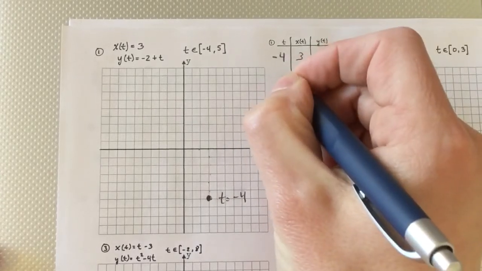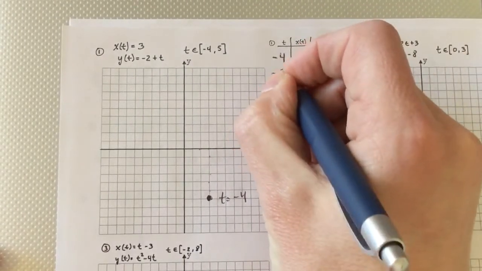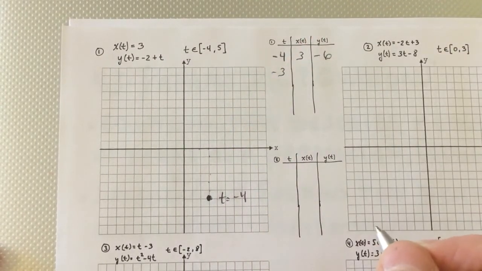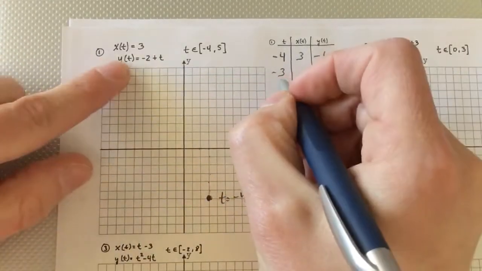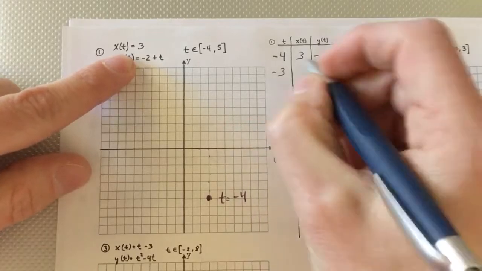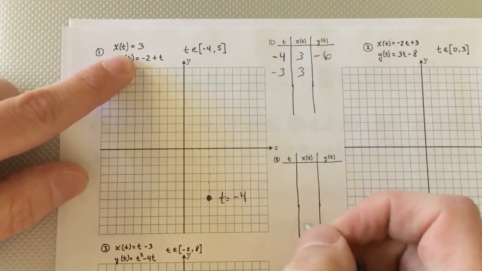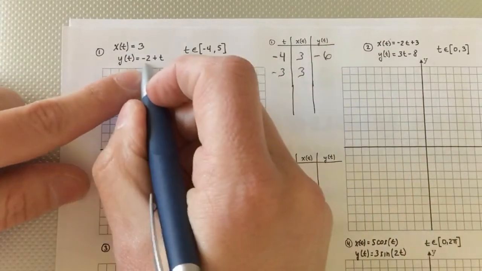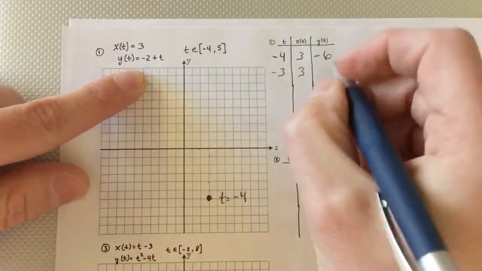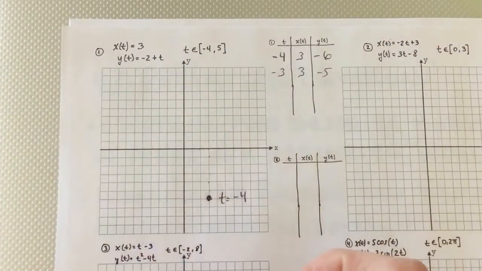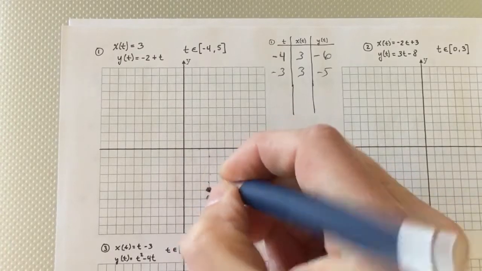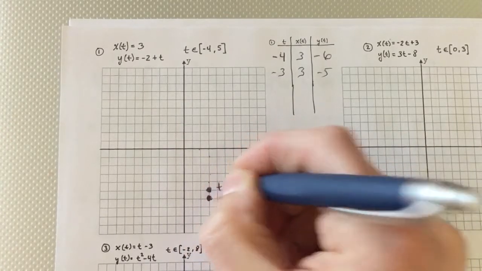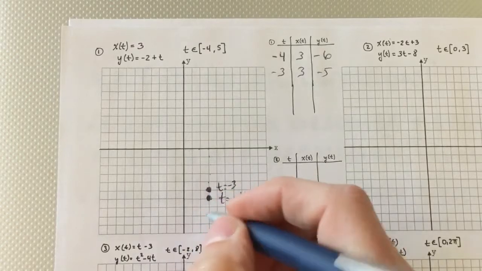We can find additional points. If t equals -3, we could plug it in for the x equals and for the y equals. If t is -3, then x is still 3, big surprise. If t is -3, then y is -2 minus 3, -5. So 3, -5. There's t equals -3. We've got another point on our graph.